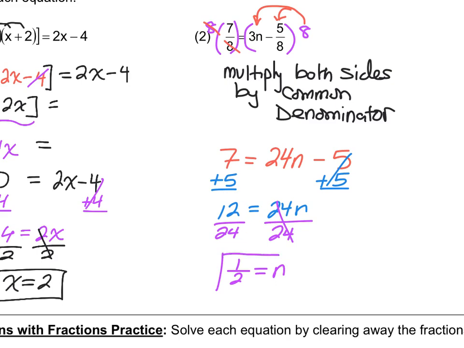Oh, where'd my line go? That's weird. Oh, it just kind of left me. 1/2 equals n. We're not surprised by a fractional answer.